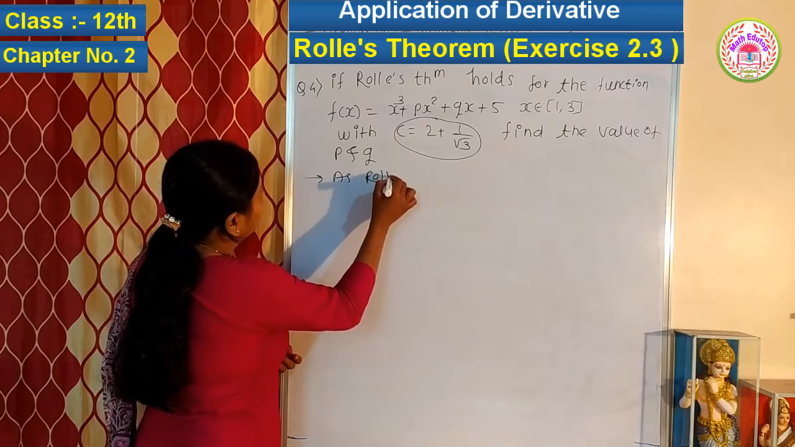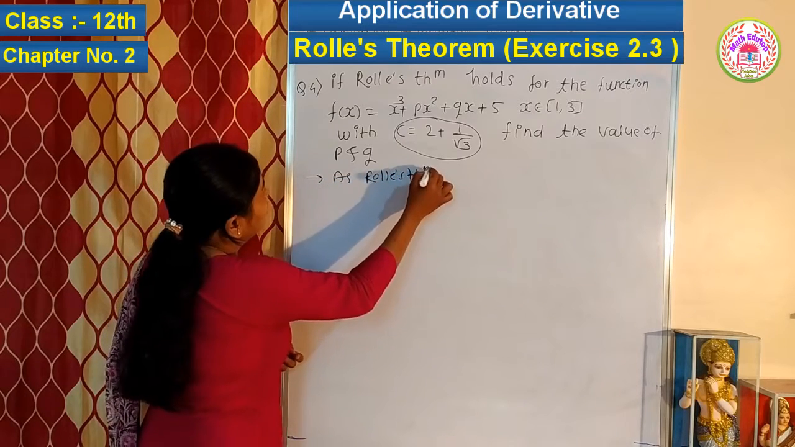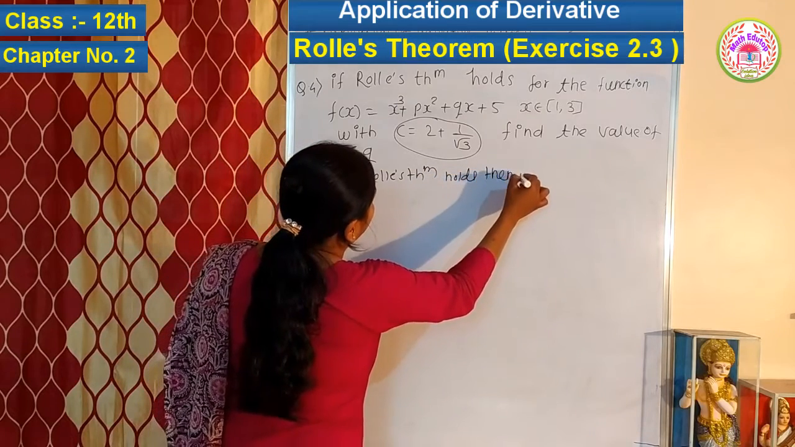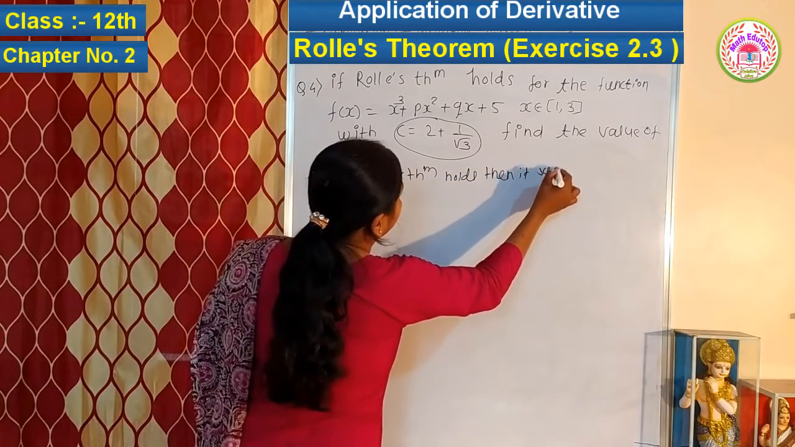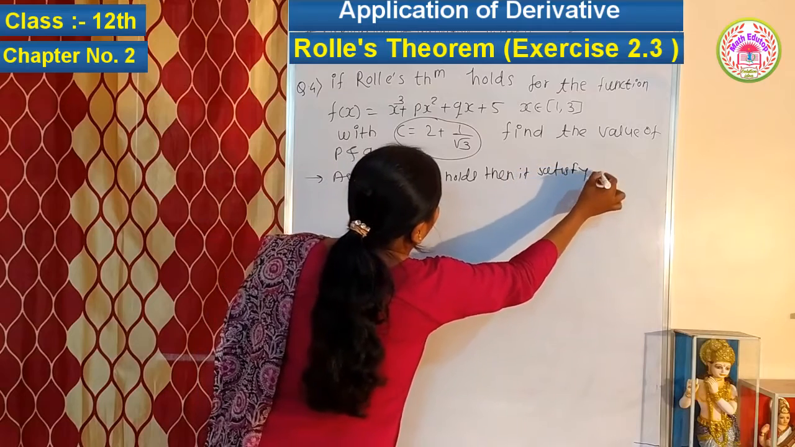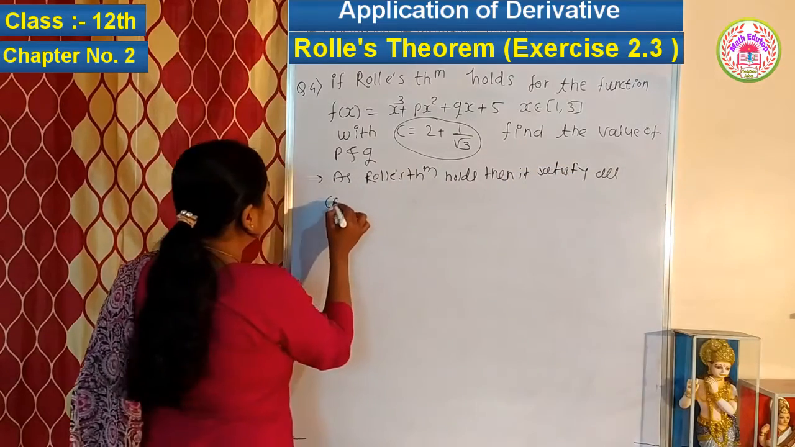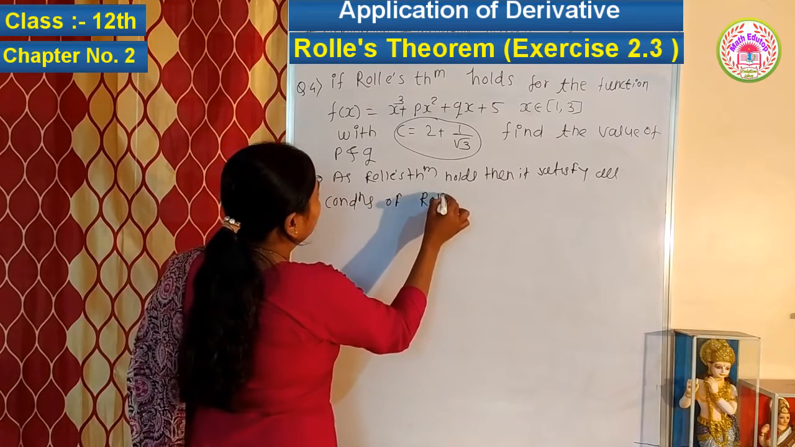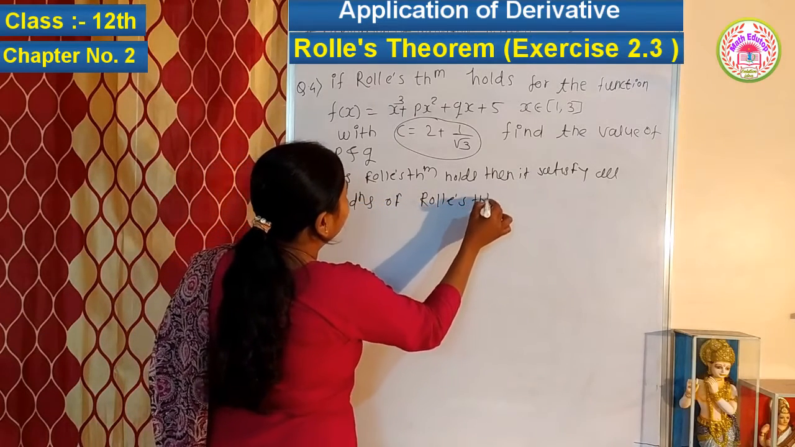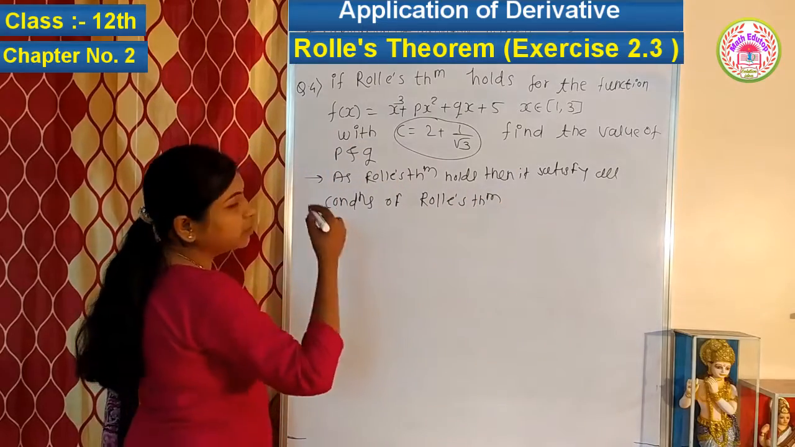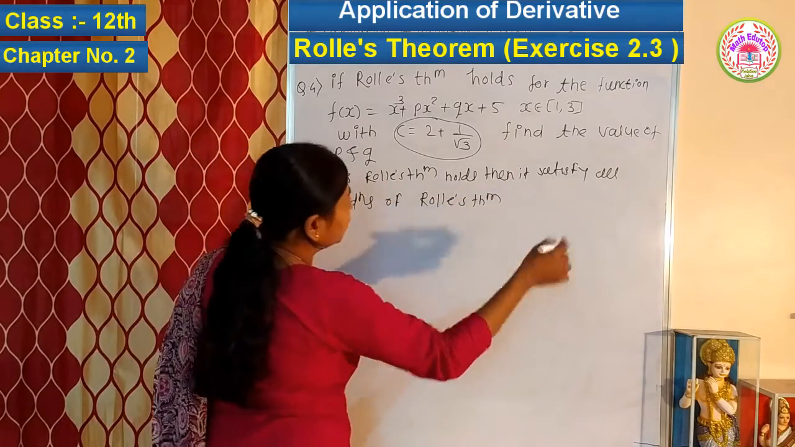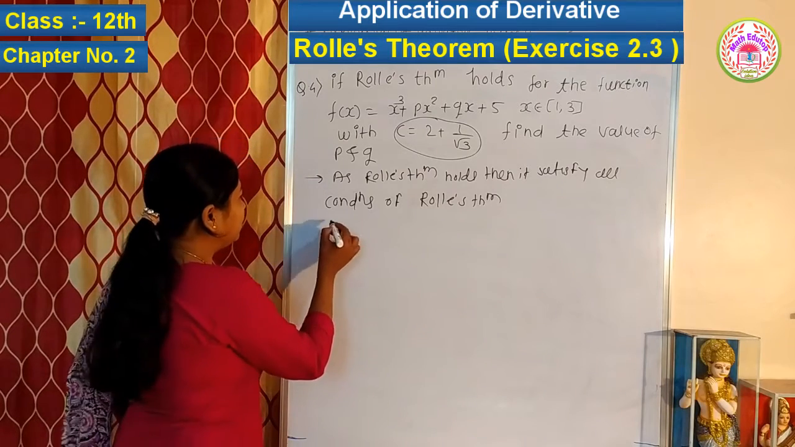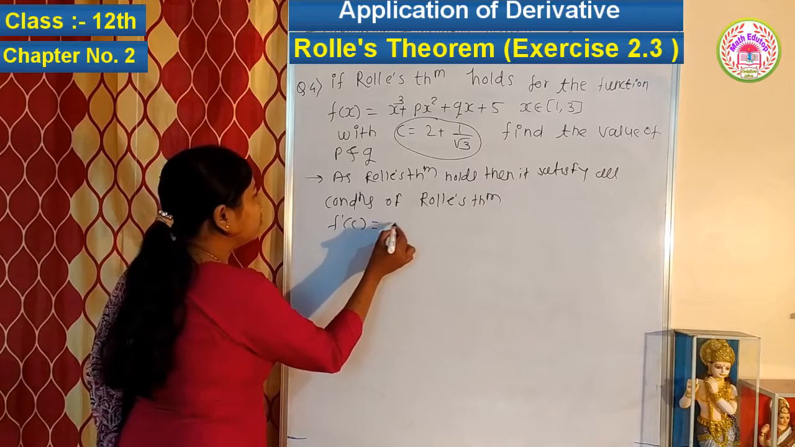Okay, as Rolle's theorem holds, it satisfies all the conditions of Rolle's theorem. As it holds, all the conditions are already satisfied: it is continuous, differentiable, f of a is equal to f of b, and also f dash of c is equal to 0.